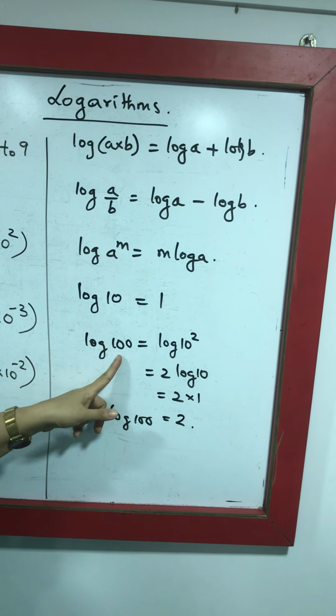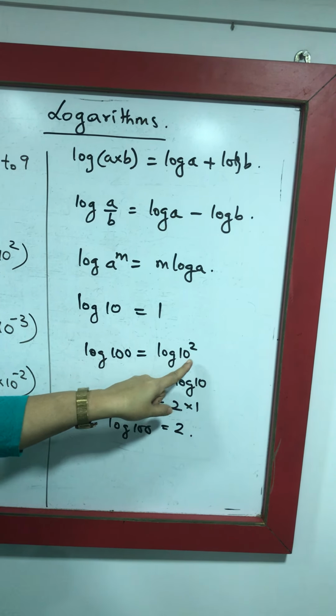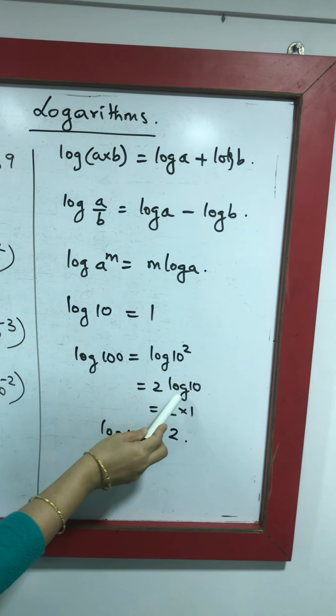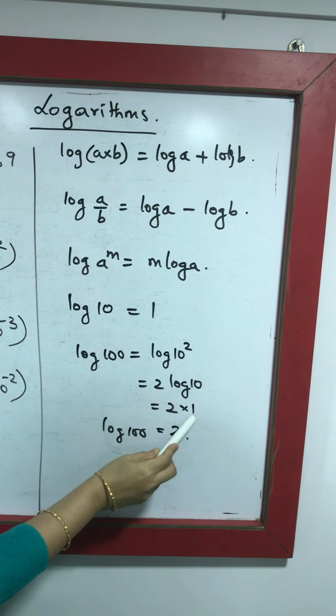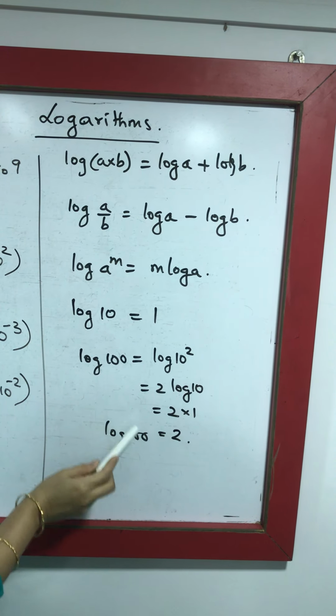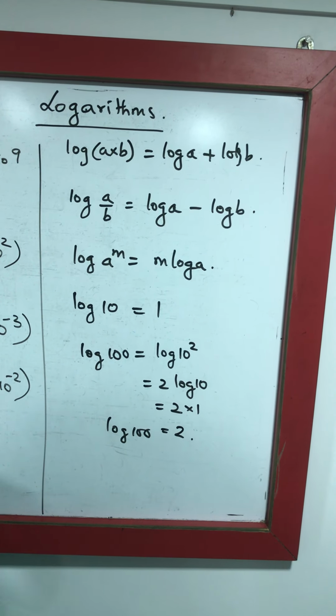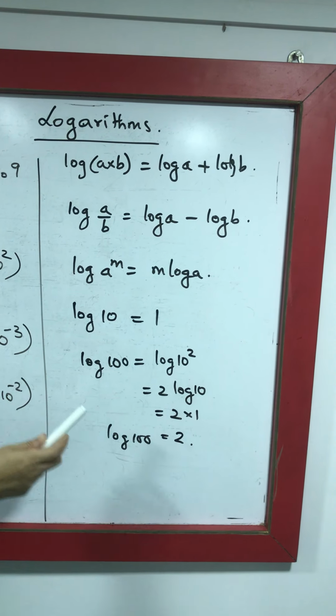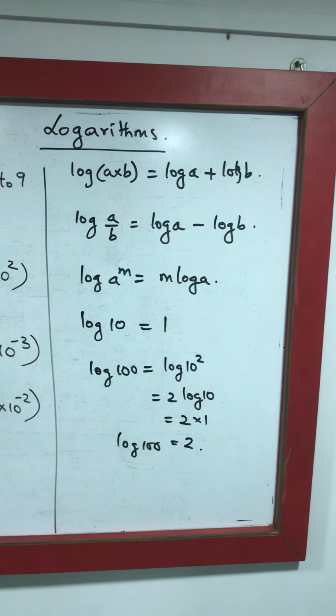And log of 100 we can write as log 10 raised to the power of 2. Applying this rule, it becomes 2 log 10. Log 10 value is 1, so the value of log 100 works out to 2. Now I will explain a few things that are required to solve sums in chemistry.